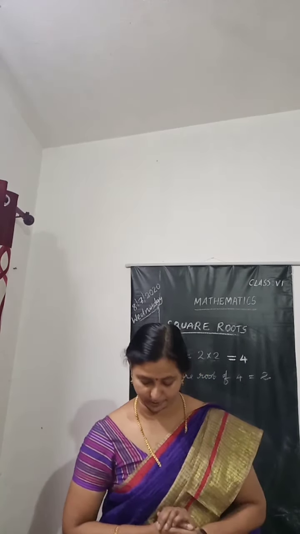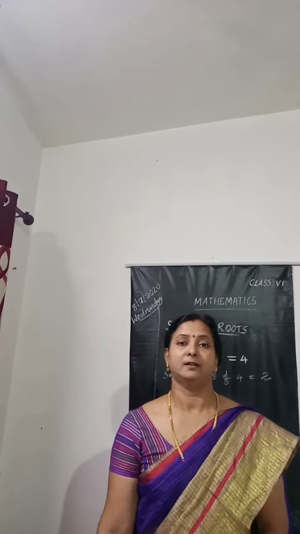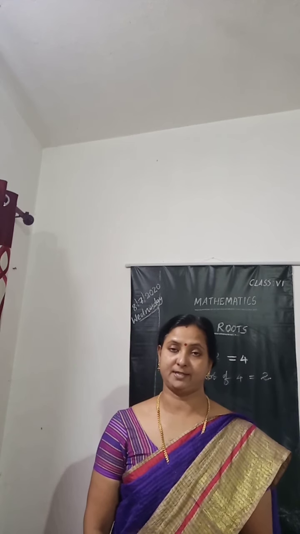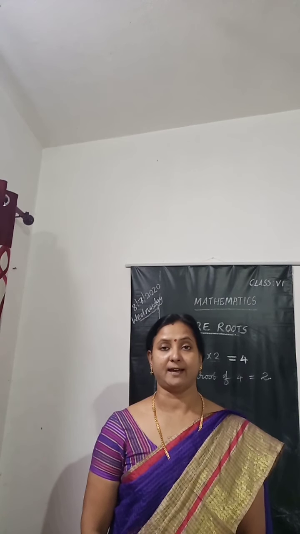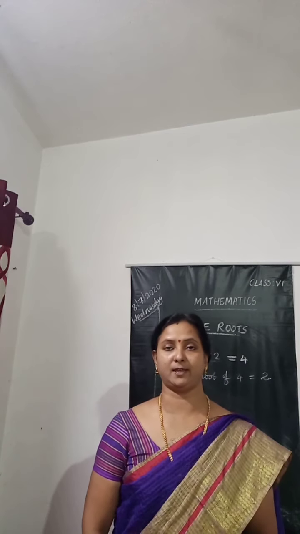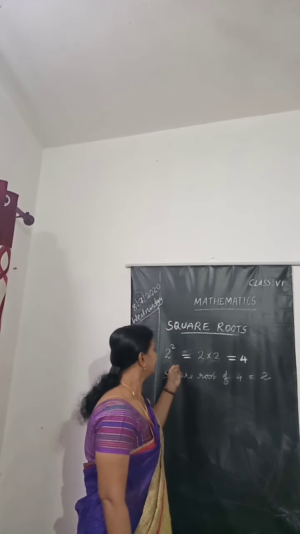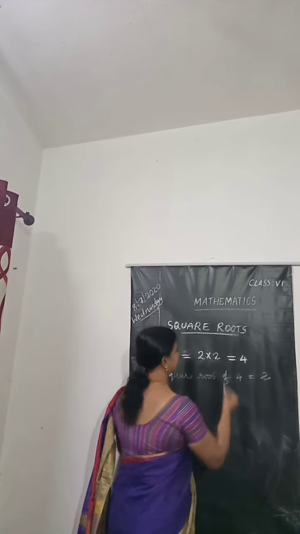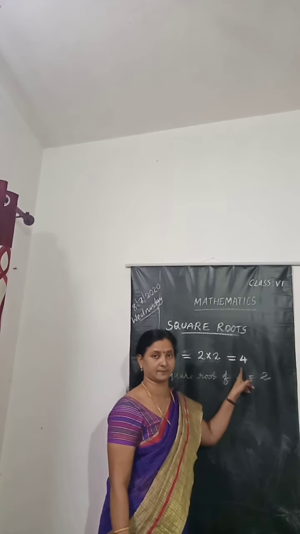What do you mean by square roots? You have learned subtraction is the inverse operation of addition. Division is the inverse operation of multiplication. Likewise, square root is the inverse operation of squaring a number. Look at the example given here. 2 square can be written as 2 into 2. The answer is 4. When you square the number 2, you are getting 4 as the answer.